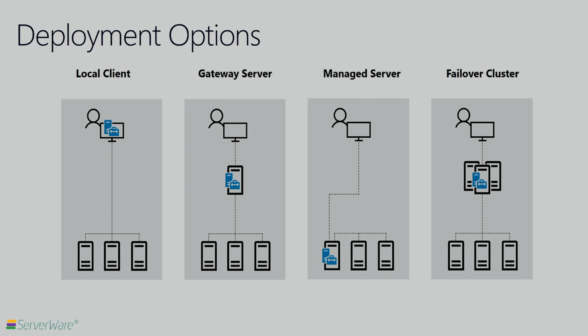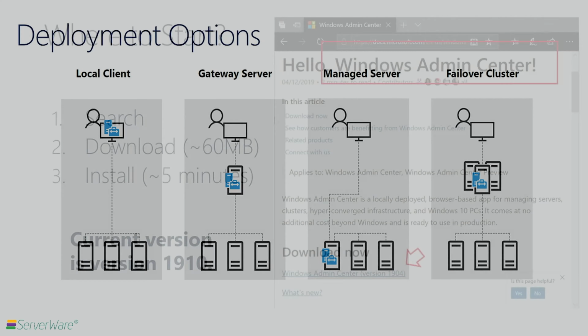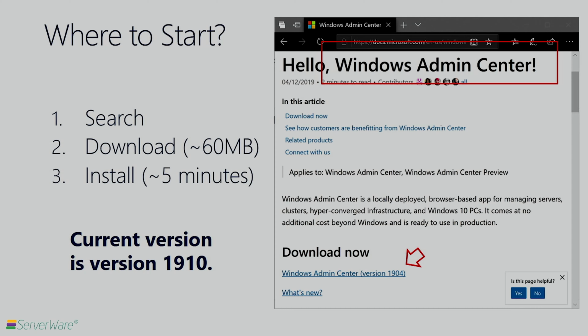There are a few ways of deploying it. You can run it on a local client, you can run it on a gateway server, or you can run it as a managed server. If your environment has nothing installed unless it is clustered, that's fine. You can cluster the environment and provide a gateway for Windows Admin Center. Once you set up the Admin Center, this will be your database for all the equipment you have in your environment, so you can quickly search through it.